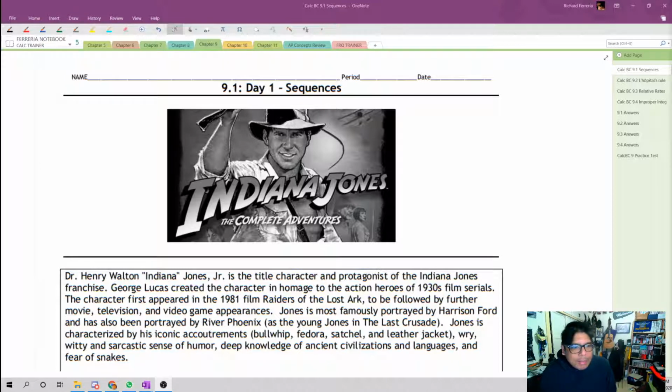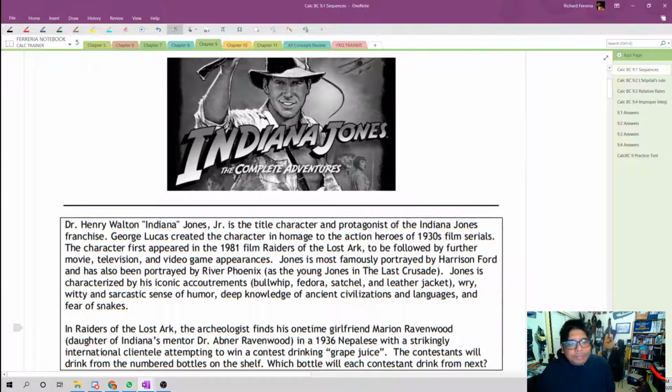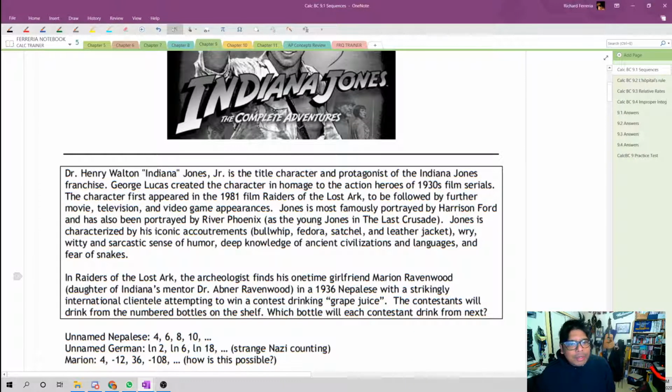This chapter, we're going to talk about Indiana Jones a lot, and Indiana Jones was a creation of George Lucas, who was also responsible for the Star Wars stuff we did last chapter. And he's kind of an homage to the 1930s film serials and swashbuckling explorers that George Lucas grew up with. The first appearance would be in the 1981 film Raiders of the Lost Ark, where he is portrayed by Harrison Ford.